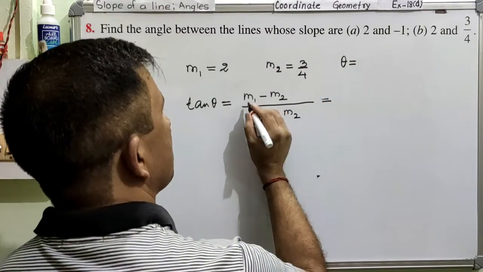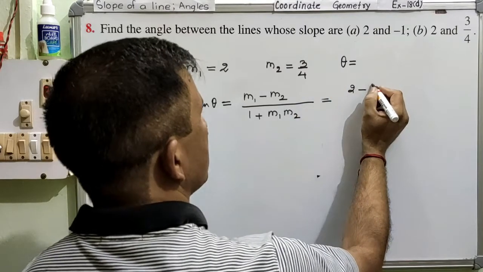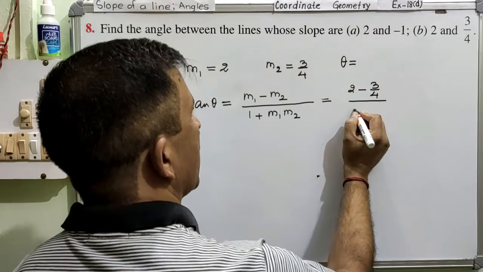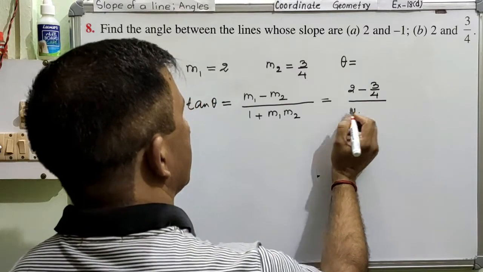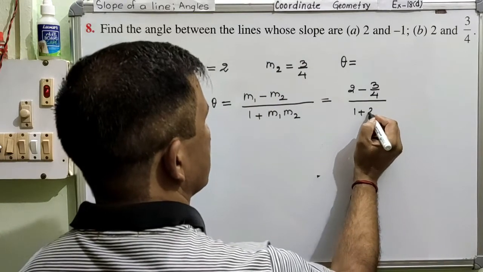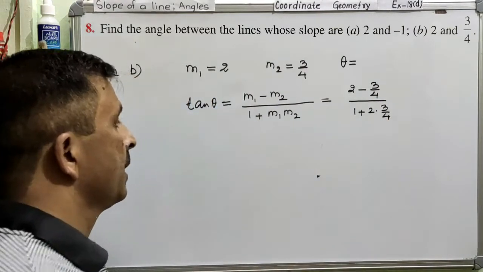Let us put the value. M1 is 2 minus M2 is 3 over 4 divided by 1. Now both the slopes are positive, so it will remain positive only. So this is just 2 into 3 over 4. Am I very clear?